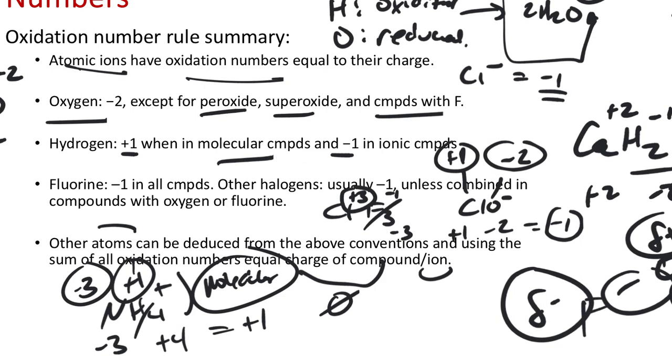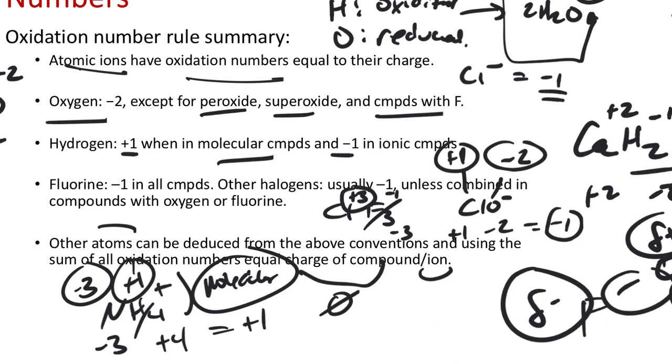Now, maybe you look at NH4+ again, and you might think, wait a minute, isn't that an ion? Isn't that an ionic compound? NH4+ is an ion, but it's not an ionic compound. It can form an ionic compound, like NH4Cl is an ionic compound, but NH4+ itself isn't an ionic compound.